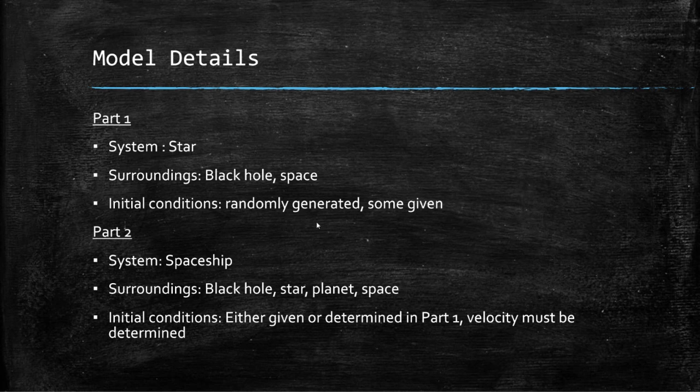For part two, the system is the spaceship. The surroundings are the black hole, the star, and a planet, which all exert a gravitational force on the spaceship. And then again, just the space around it. The initial conditions for part two are either given, I'll show in the code in a second again, or they were determined in part one, which was the mass of the black hole. And the velocity is what we're determining in the lab.